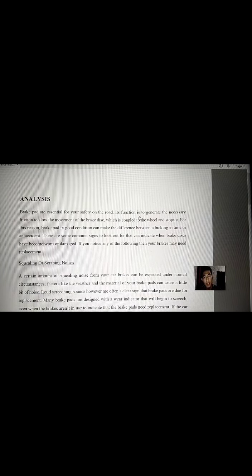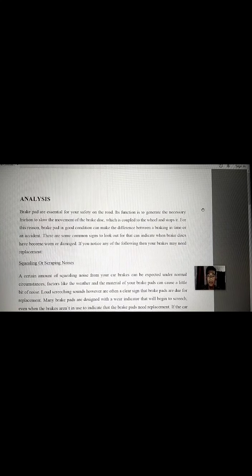For the analysis, brake pads are essential for your safety on the road. Their function is to generate the necessary friction to slow the movement of the brake disc, which is coupled to the wheel, and stop it. For this reason, brake pads in good condition can make the difference between braking in time or an accident.